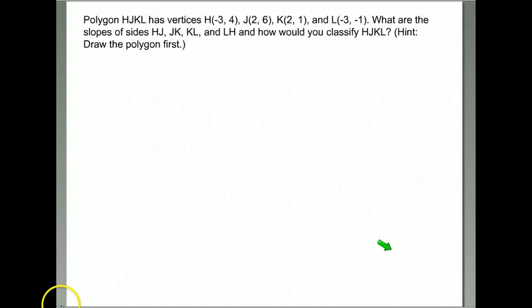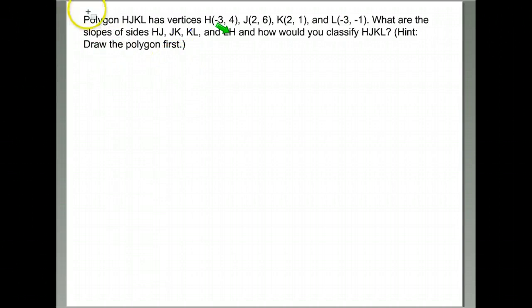All right, let's take a look at this one. So now they're having us use that information. They're saying polygon HJKL has vertices at these points. What are the slopes of the sides HJ, JK, KL, and LH? And how would we classify it? And their hint is to draw the polygon first.